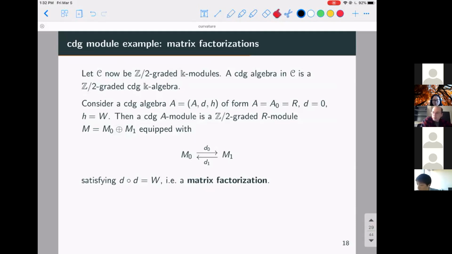Okay, so M is supposed to be an R module. There's no condition about a differential because D is 0 here. But D squared, the differential D on this module M satisfies D squared is equal to W.